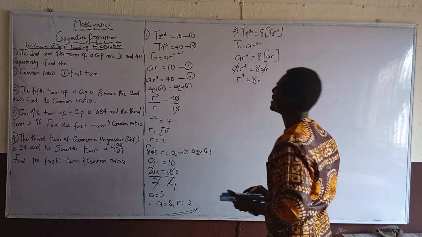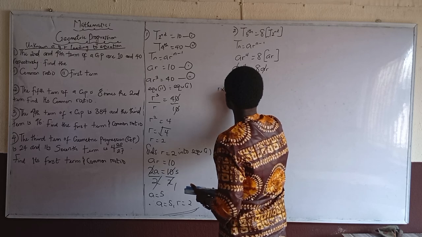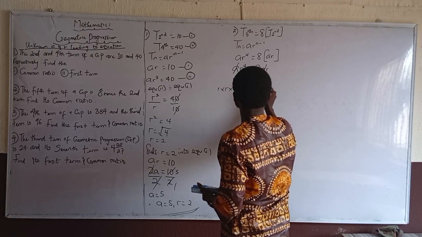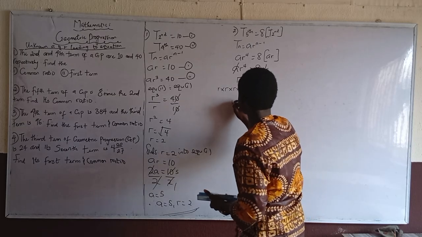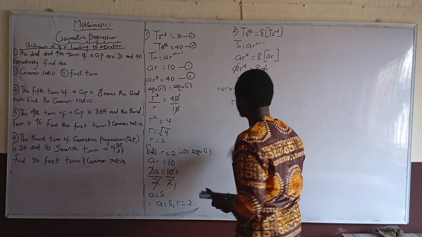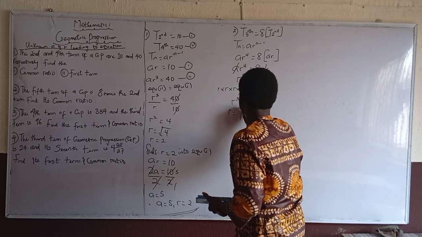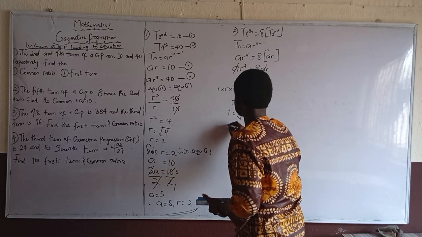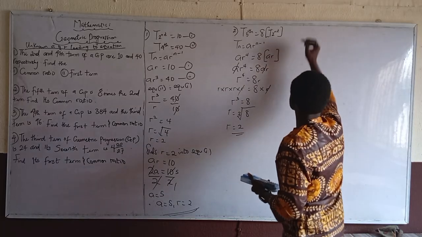Now in this case, let me expand. Here is R times R times R times R equals 8 times R. We have 1 R here, so we cancel this R. It becomes R^3 equals 8. Then to get my R, it becomes the cube root of 8. My R becomes 2. Then we'll move to question 3.